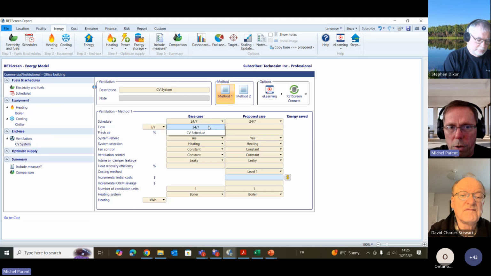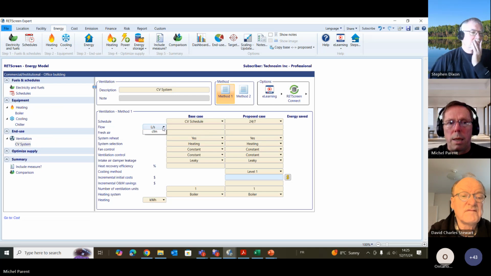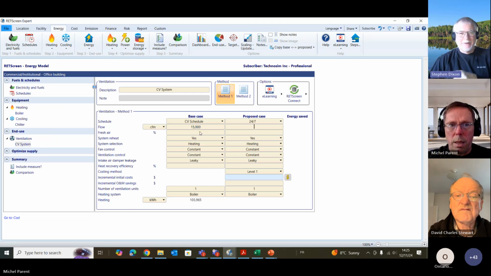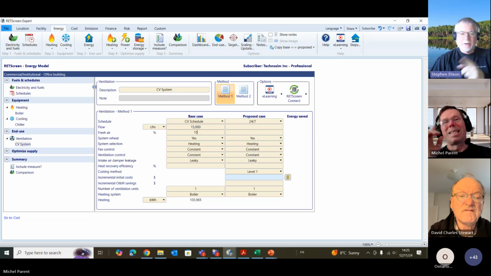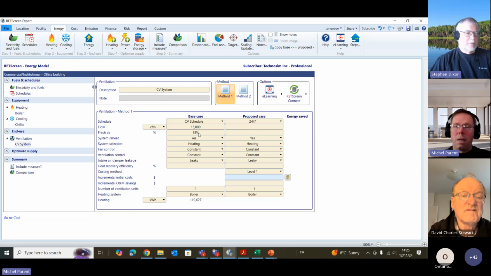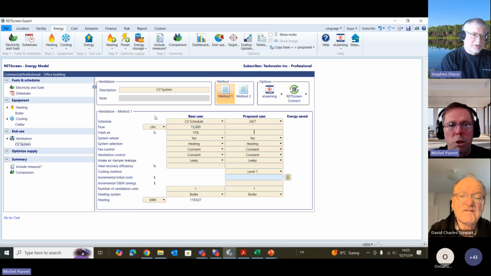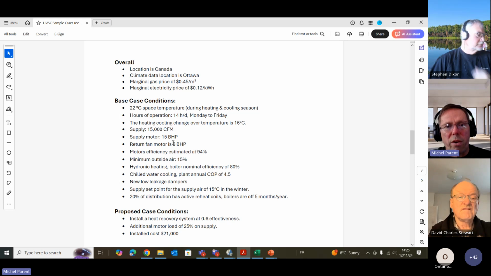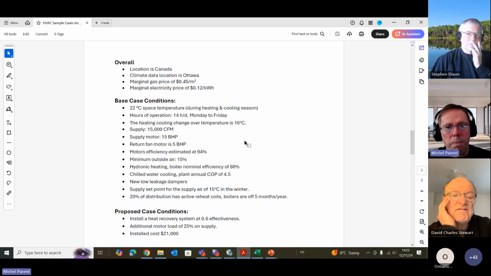Important, don't forget to change your schedule. You go constant volume, 15,000 CFM. And don't forget to change your units. You didn't mention that, but that's a very common error. You did change your units, but just a reminder to everybody out there, set your units first, then put your number in. Yes, CFM. Now, the supply fan motor, return fan motor are defined in terms of BHP.